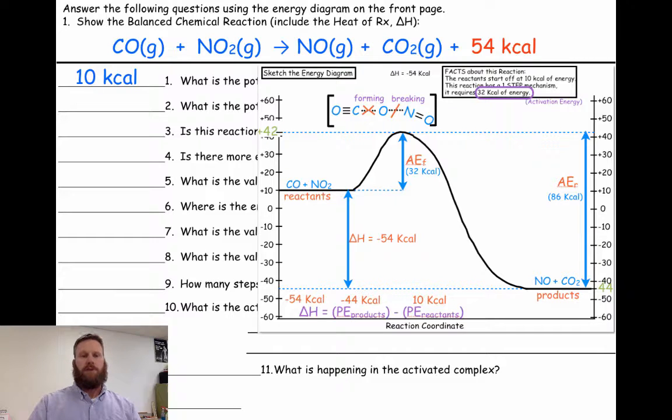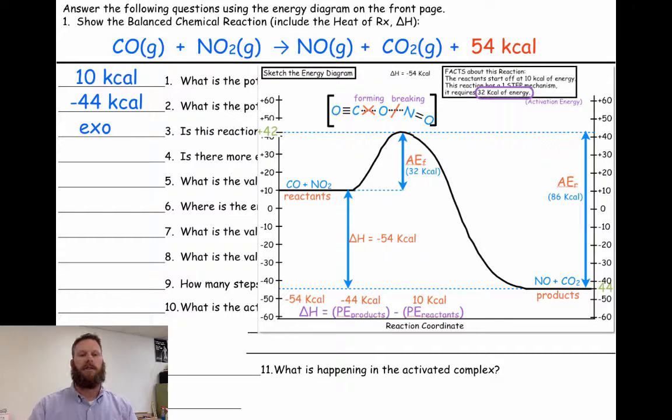What is the potential energy of the products? The products are here in the energy level diagram. They have a potential energy of negative 44 kcals. Is this reaction exothermic or endothermic? As I just mentioned, a delta H of negative 54 kcals means the reaction is exothermic.